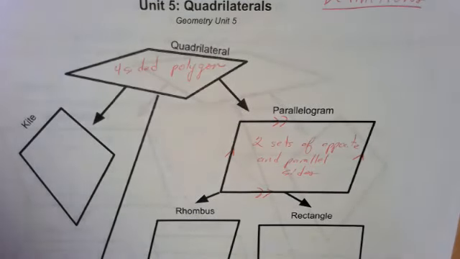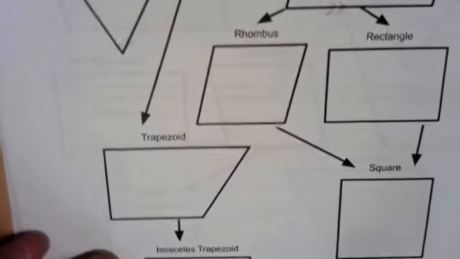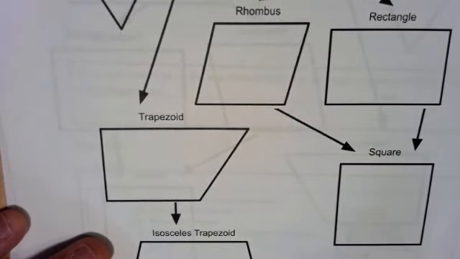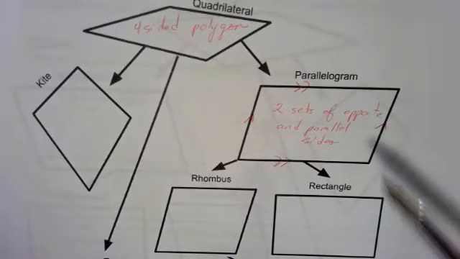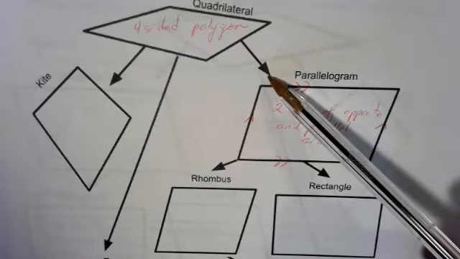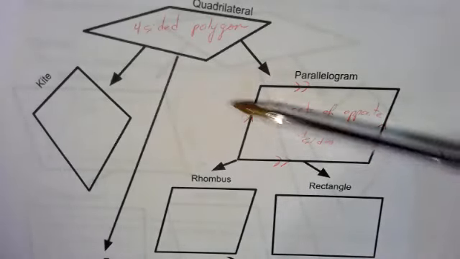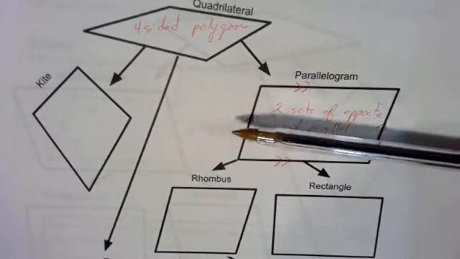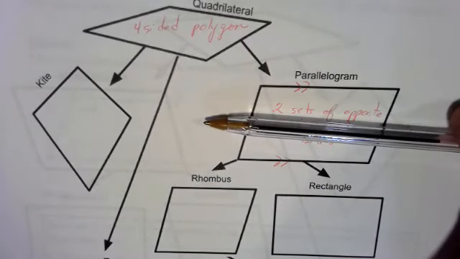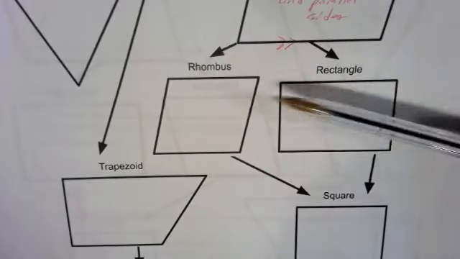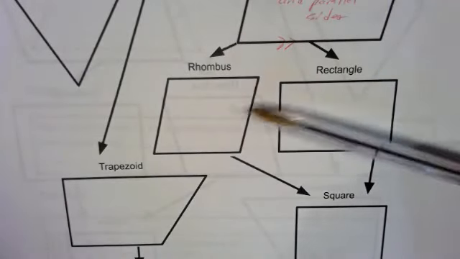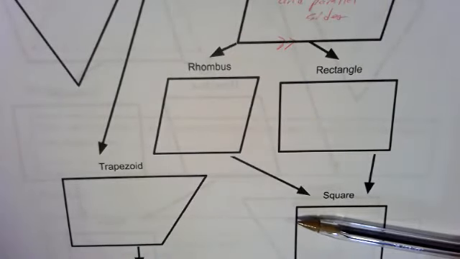Now, for today, what we're moving on to is a rhombus, rectangle, and square. So we have these 3 shapes. You'll notice in the family tree that as this branch comes down, we're now in the parallelogram branch. So everything that's underneath this is also going to be a parallelogram. So in this case, both the rhombus and the rectangle are parallelograms as well as the square.